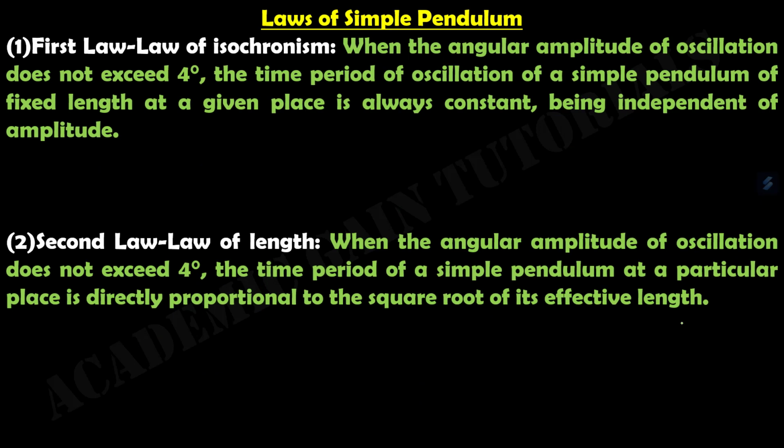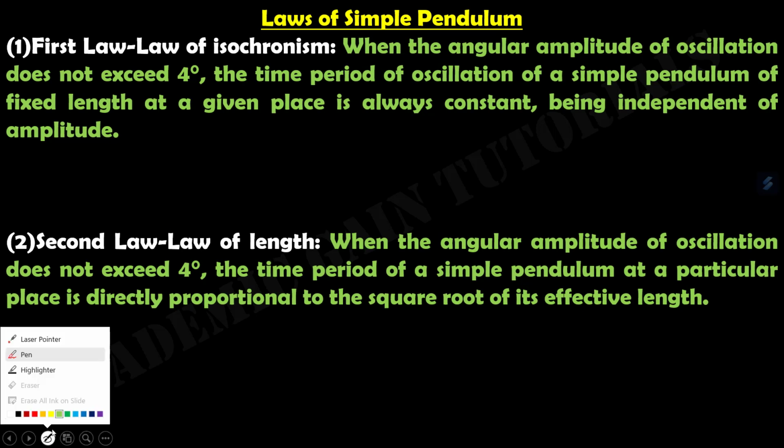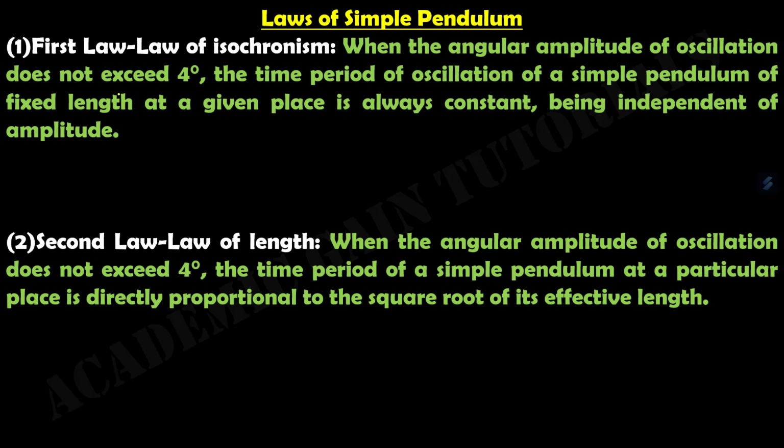Now we will see some laws of simple pendulum. The first law is the law of isochronism. So what is this law of isochronism? It means the angular amplitude of the oscillation does not exceed 4 degrees. In every case we have to remember that our angular amplitude or angular distance must not exceed 4 degrees. It will always be less than 4 degrees, meaning our theta must be less than 4 degrees.